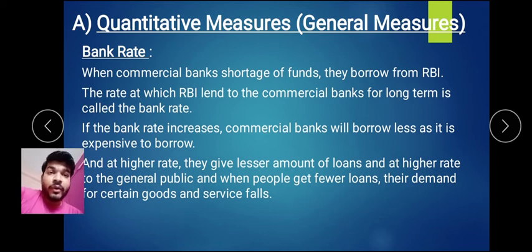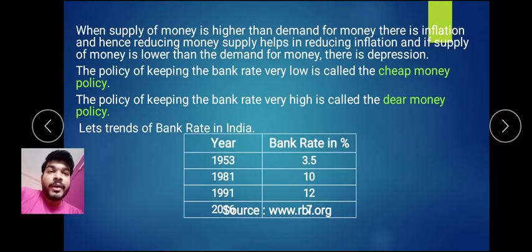So they try to control with bank rates. Earlier it was being done with the bank rates. If you see the bank rate in 1953, it was 3.5%, then in 1981 10%, in 1991 you find that it is 12%, and in 2016 it is not clear here, it has been mixed. So here it is 2016, it was 7%. Okay, remember it is 7% in 2016.